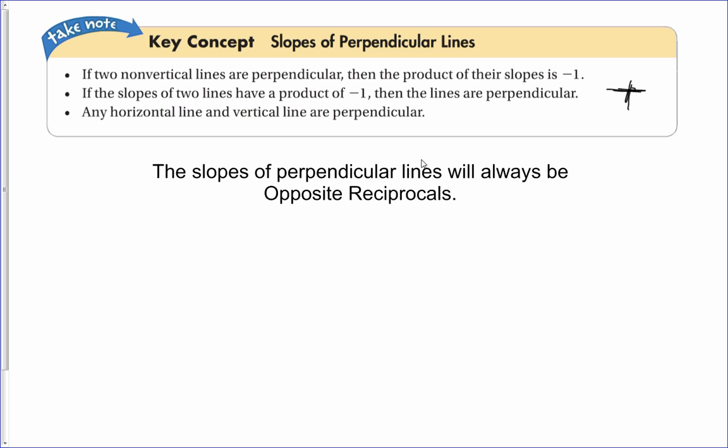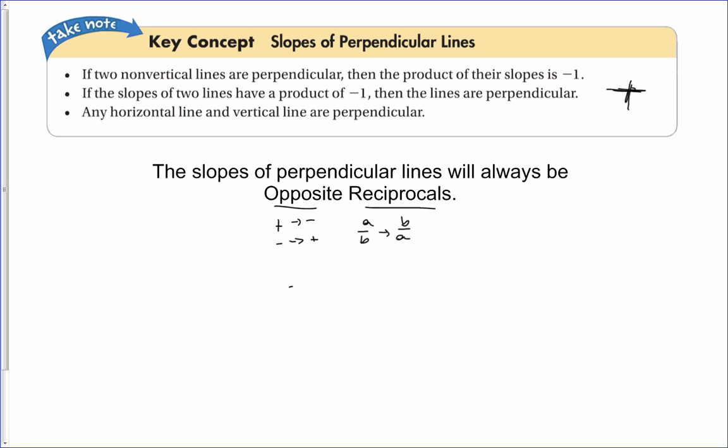Now, here's something else to remember. The slopes of perpendicular lines will always be opposite reciprocals. Opposite means you change the sign. So if it's positive, it goes to negative. If it's negative, it goes to positive. Reciprocal means you flip the fraction upside down. If it's A over B, you flip it, it becomes B over A. So opposite, you change the sign. Reciprocal, you flip it upside down.